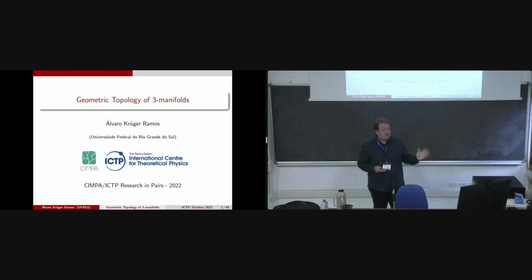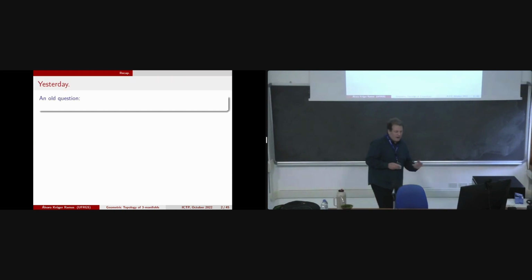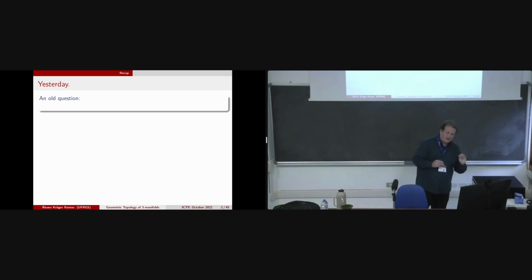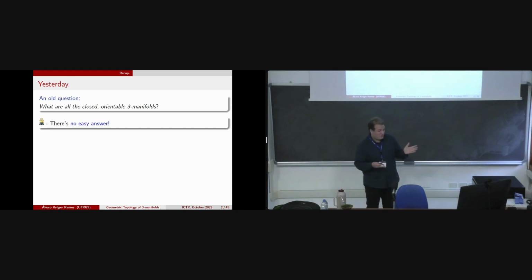So yeah, let's continue with geometric topology of three manifolds. Yesterday we had come so far. We started with a naive question: what are all the closed orientable three manifolds? And then we understood that there is definitely no easy answer.